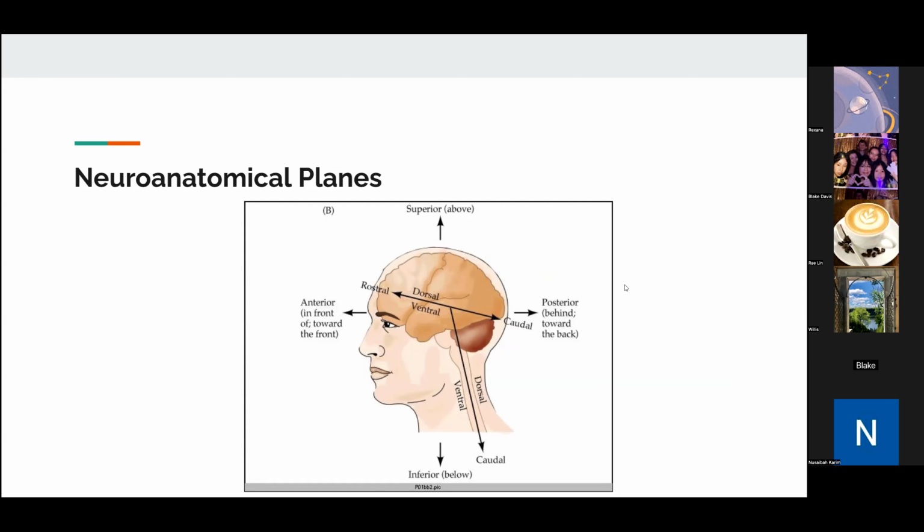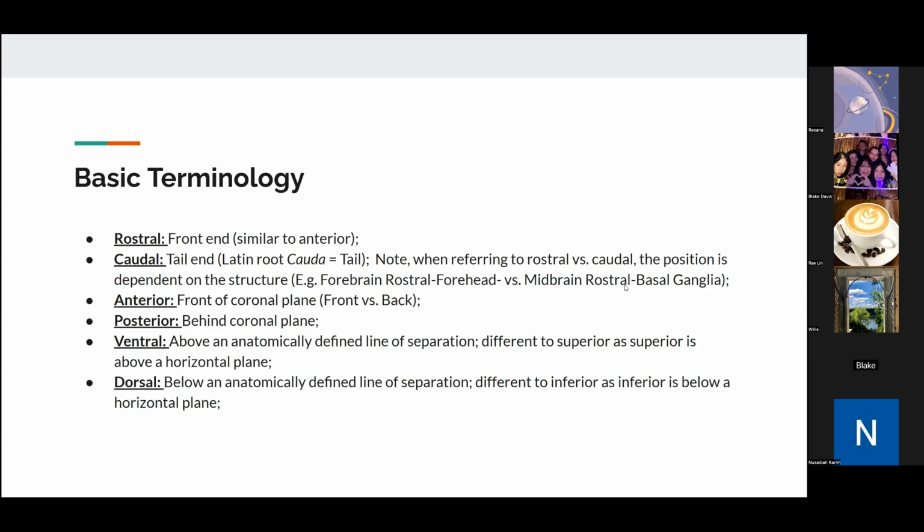Now, dorsal versus ventral is a bit more straightforward. It's just talking about above or below. But like rostral and caudal, there's a similar terminology that isn't exactly the same, which is superior and inferior. Superior means above the half line, and inferior means below a horizontal half line that separates your body pretty much at the waist. But in this case, ventral is below an anatomical plane and dorsal is above an anatomical plane. It is not always going to be this horizontal plane as with superior and inferior.